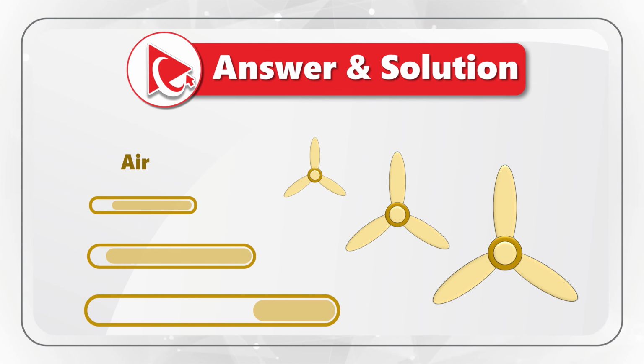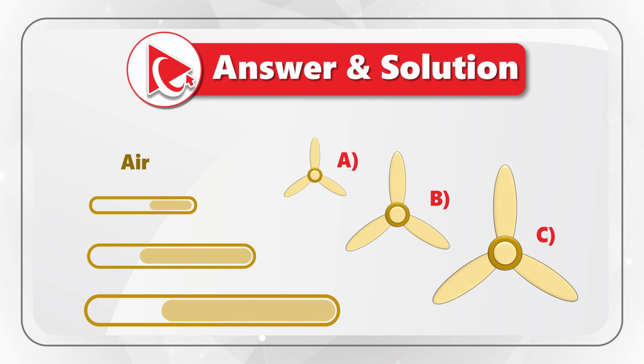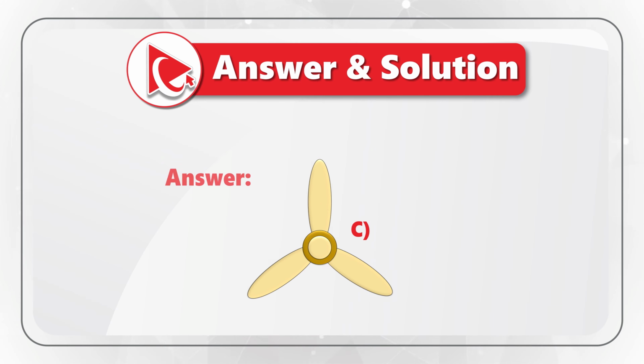As you can see here, the fans A, B, and C all have the same design. This is why, given the fact that the 3 fans have the same design but different sizes, the fan with the largest size will throw more air compared to the smaller fans. This is why the correct answer here is choice C.